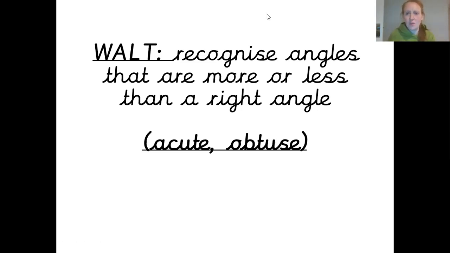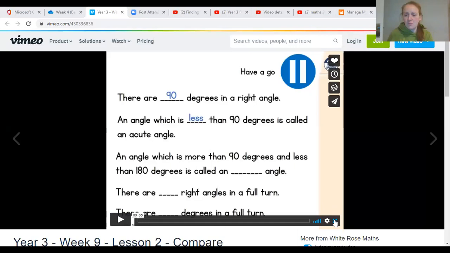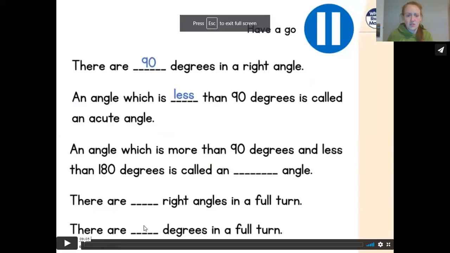Now, I'm just going to stop this share for a moment because I would like you to watch the video clip that I have first, and then we'll come back to the PowerPoint. It is the same video clips that we have been watching. So I'm going to press play and it will go over a few of the things that we've already covered to do with right angles, but it does move on to what we need to know for today. So just have a listen to this.